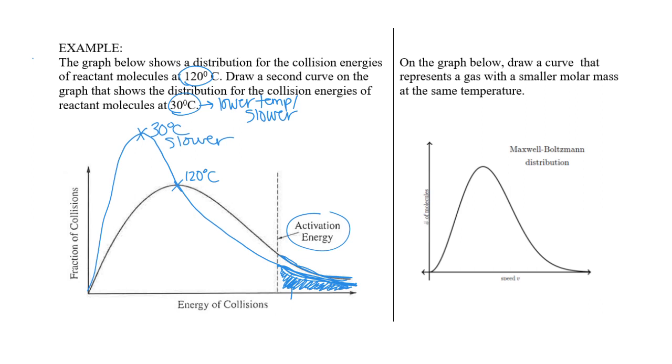Okay, over here on the right real quick, just since we're here, on the graph below, draw a curve that represents a gas with a smaller molar mass. Smaller molar mass means lighter. Lighter means faster. So my peak needs to be farther to the right. And if my peak is farther to the right, it's not as tall. Okay, so you should have a curve that looks like that.